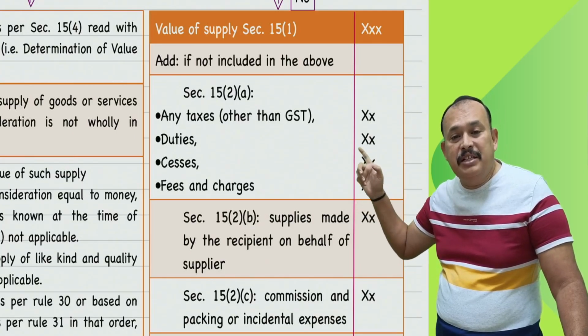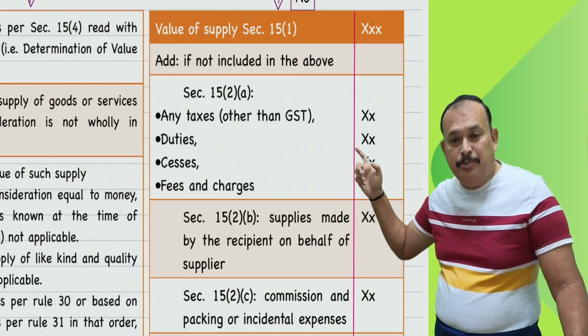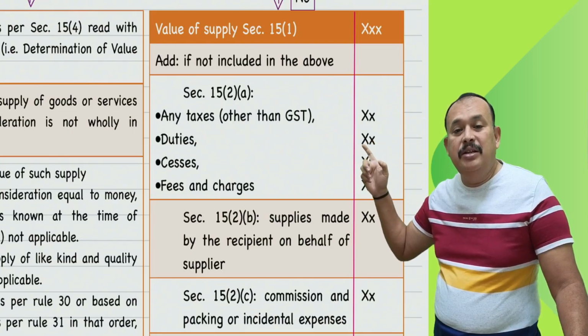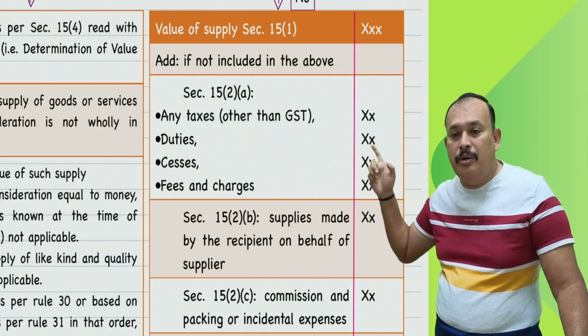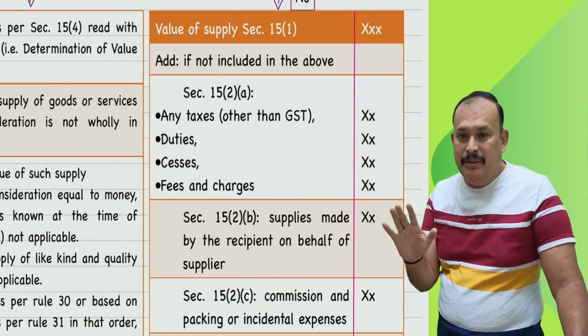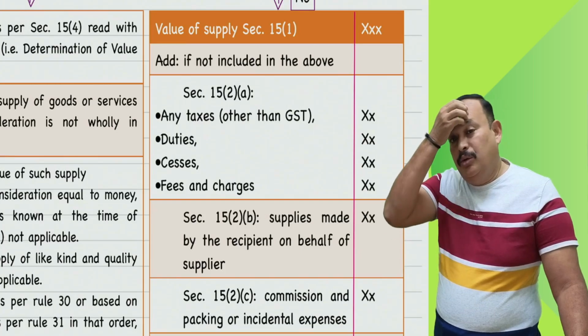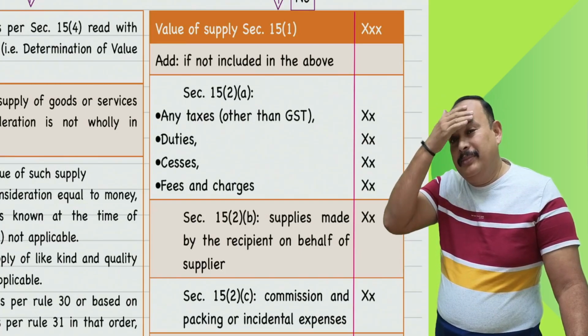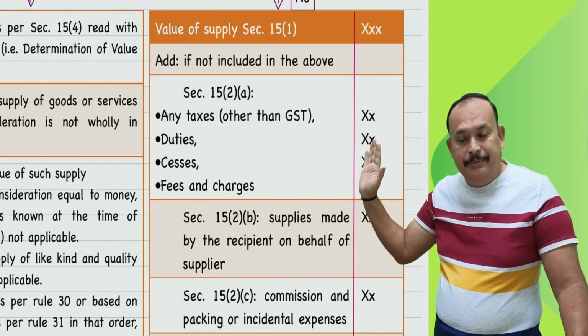Any doubt in the given case? First part, section 15, subsection 2, clause A. Any doubt, I'm asking you? You have to respond. No other option. Clear, sir? Very clear. Very good.